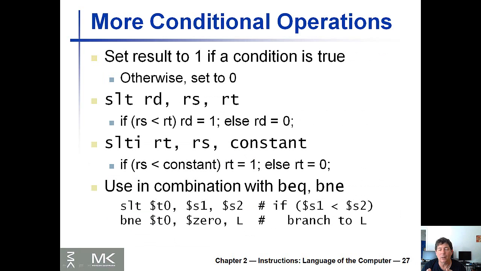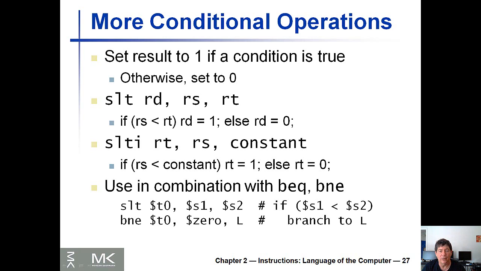So there are actually more choices you have for conditional operations. We did equal and not equal, but we somehow need to do less than or greater than or similar things. So we have SLT, set if less than, SLTI, set if less than immediate. Okay. So here's some C code. If RS is less than RT, then set RD equals 1, else RD equals 0. Okay. And the next C corollary is RS less than some sort of constant.